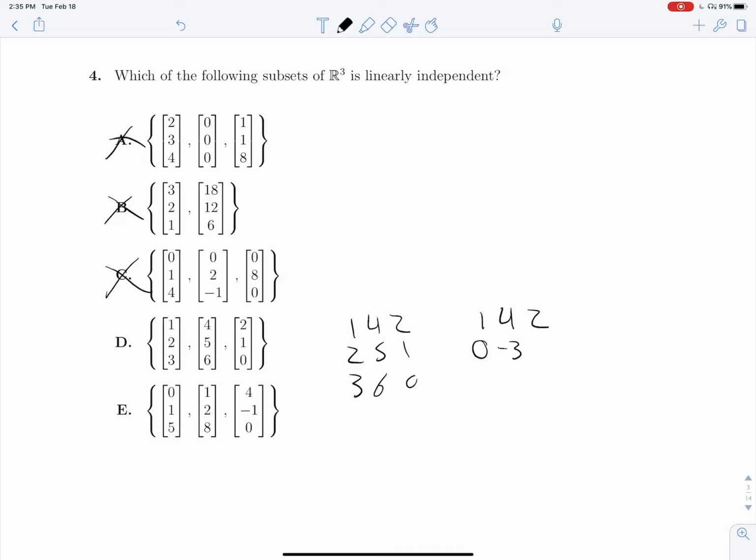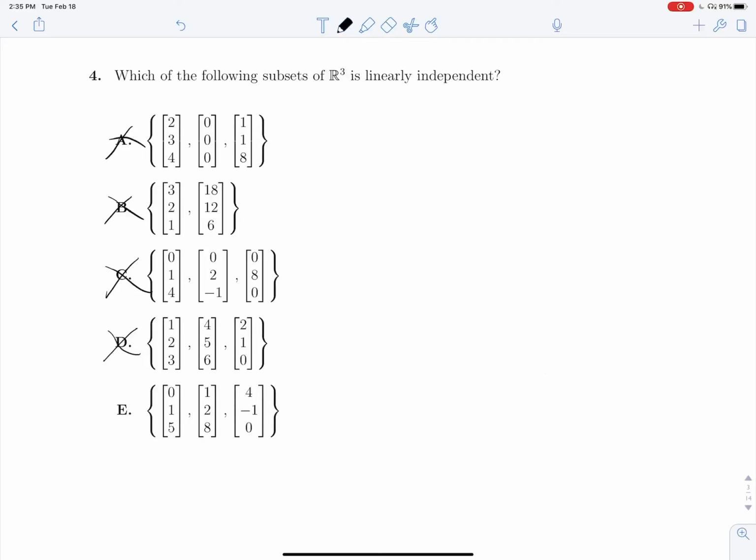0, -3, -3, so we can change this to 1, 1. And we get 0, -6, -6, and that will turn into 1, 1. And so you see, using row 2, we can make row 3 a row of zeros. And we know that a row of zeros is no good. We would want to have a pivot in that row in order for us to be linearly independent. So D is not correct.